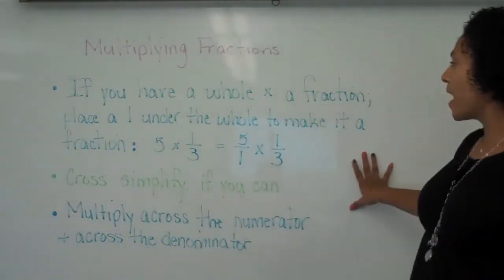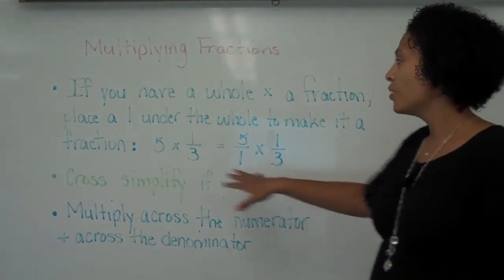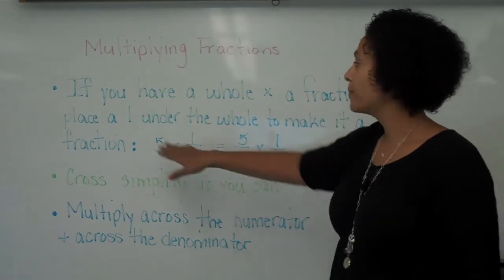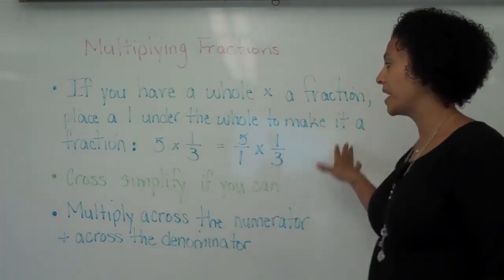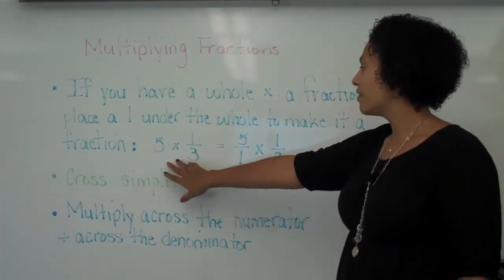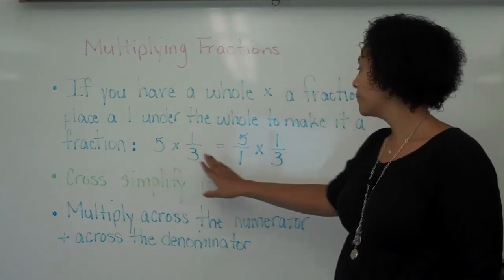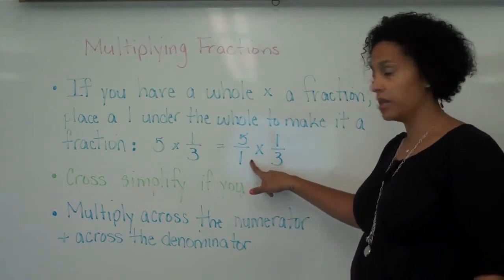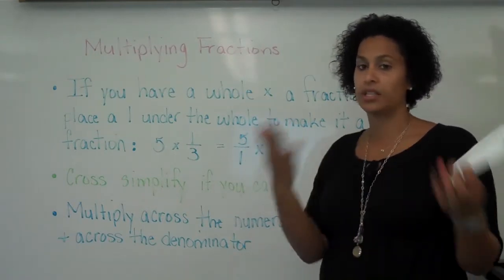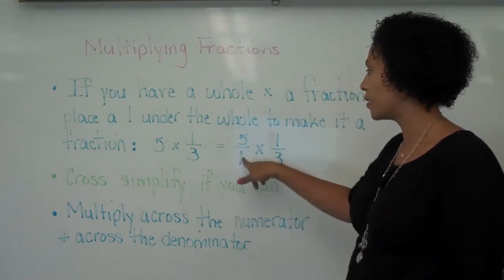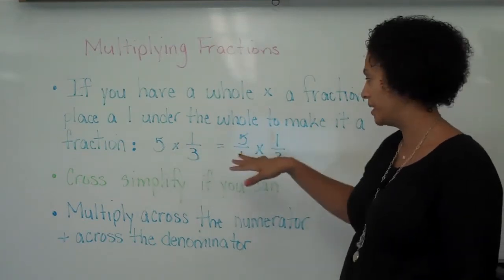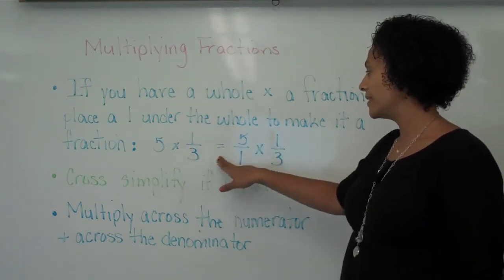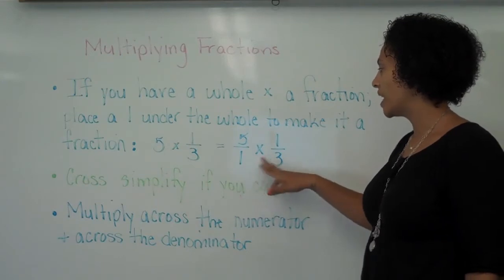Okay, so if you have a whole number times a fraction, we did this on Thursday, you're going to place a 1 under the whole to make it a fraction. So here's my example. If I do 5 times 1/3, that's the same as, equal to, 5 over 1, because anytime we put a 1 underneath, it just means we have 5 wholes. So 5 over 1 is the same as 5. Those are equivalent.